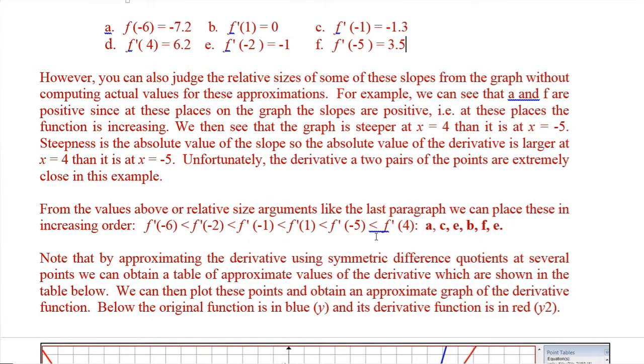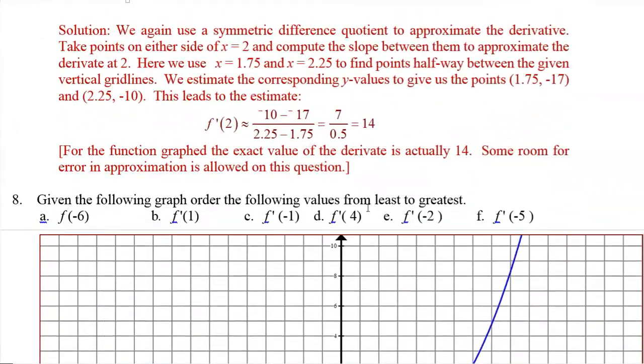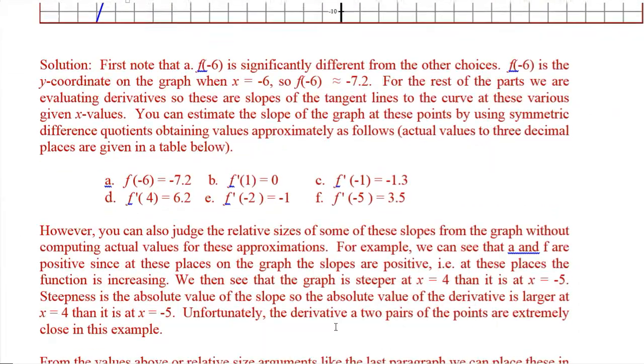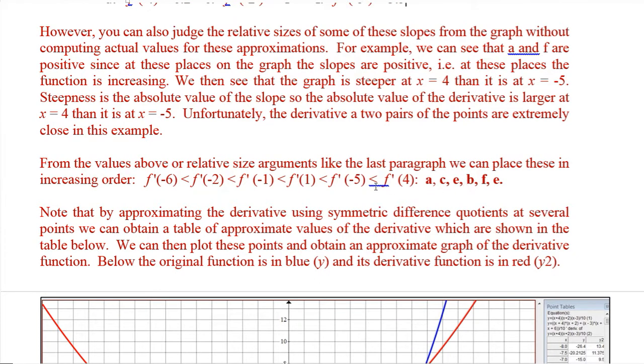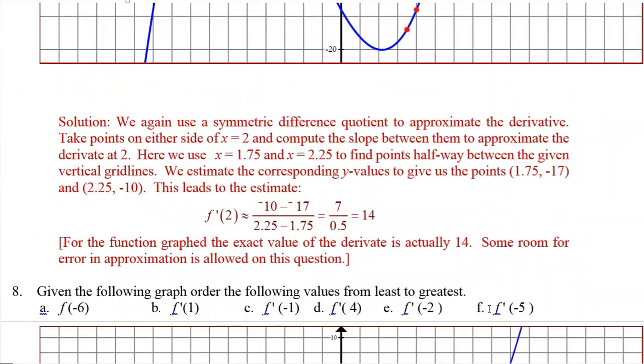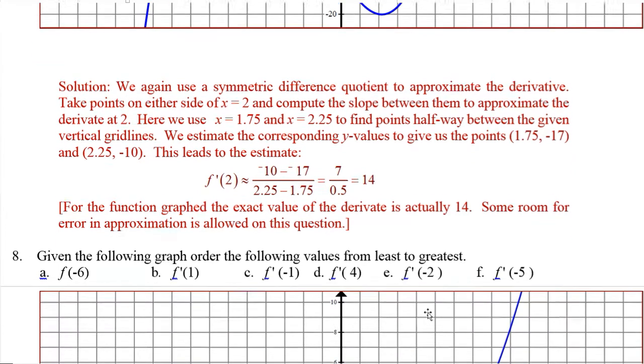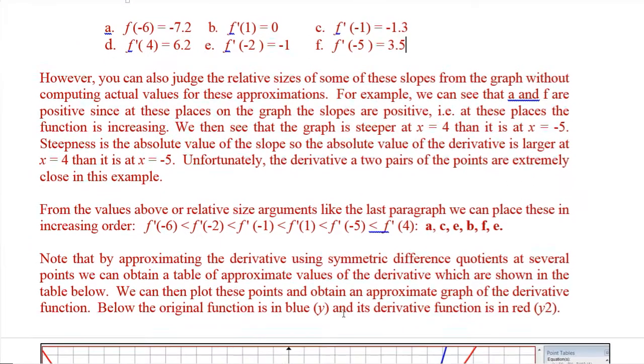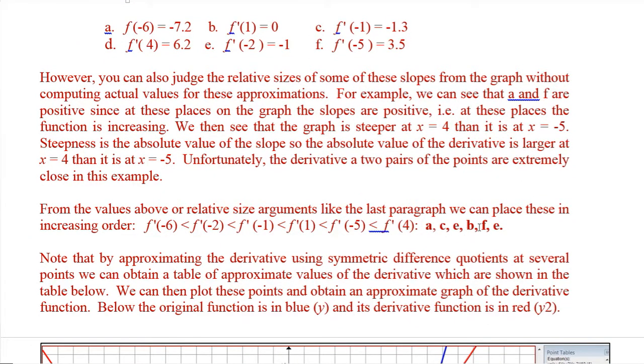Let's make sure these are in the right order. So it's A, C, E, B, F. A, C, B, E, F, D. Yes, that's the correct order. D, the last one.